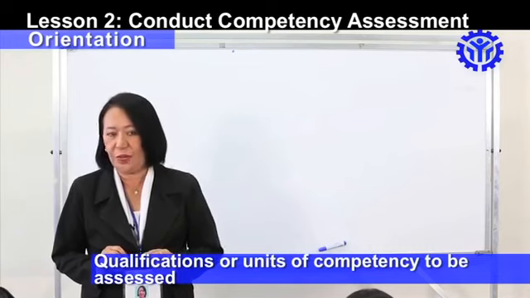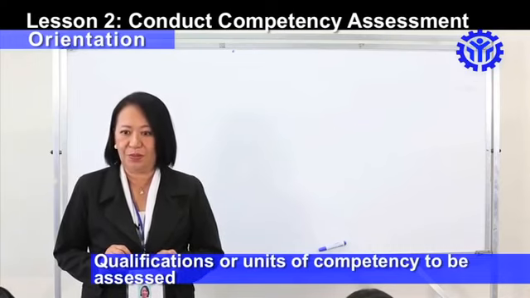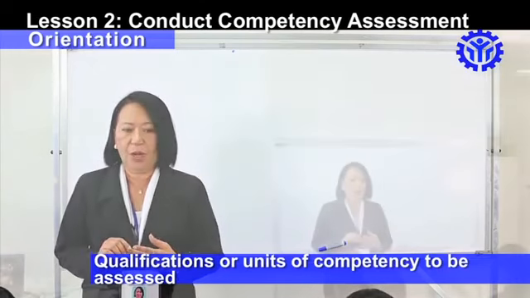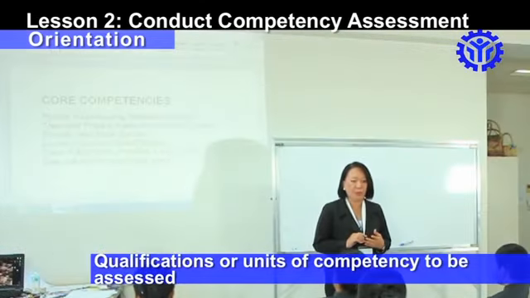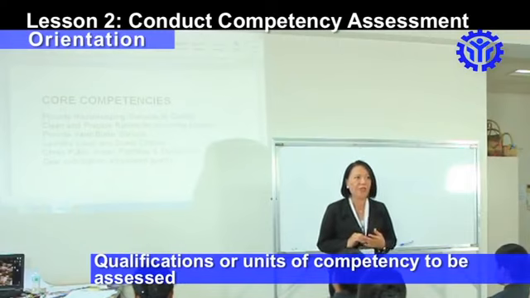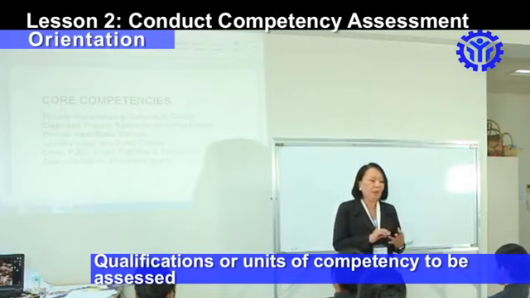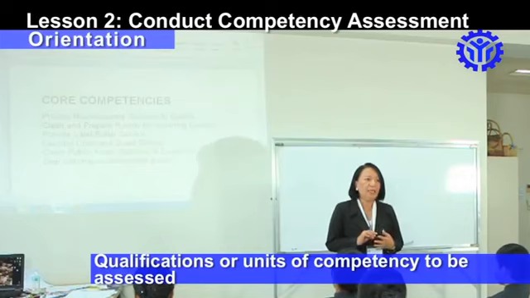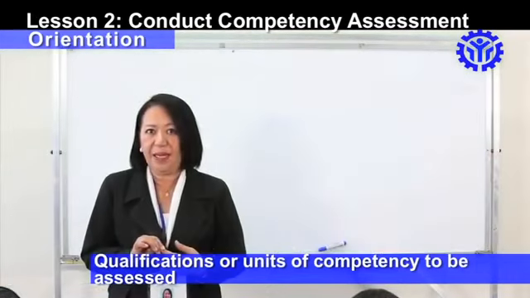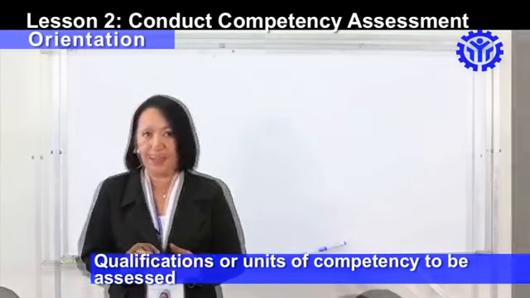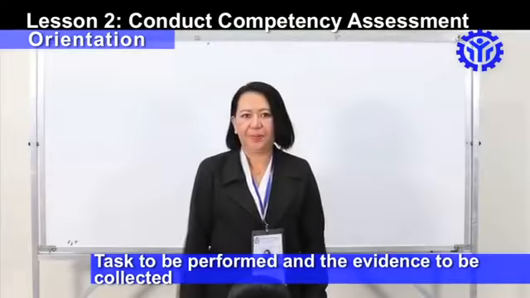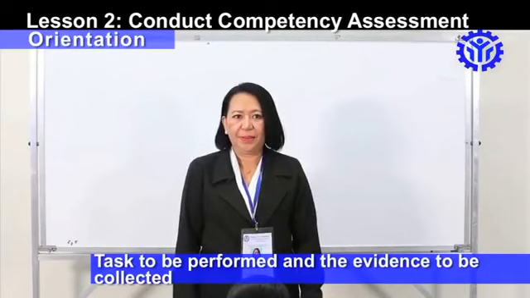The qualification for Housekeeping NC2 is composed of basic, common, and core competencies. For our core competencies, we have: provide housekeeping services to guests, clean and prepare rooms for incoming guests, provide valet and butler services, launder linen and guest clothes, clean public areas, facilities, and equipment, and deal with intoxicated guests. Tasks to be performed and the evidence to be collected.